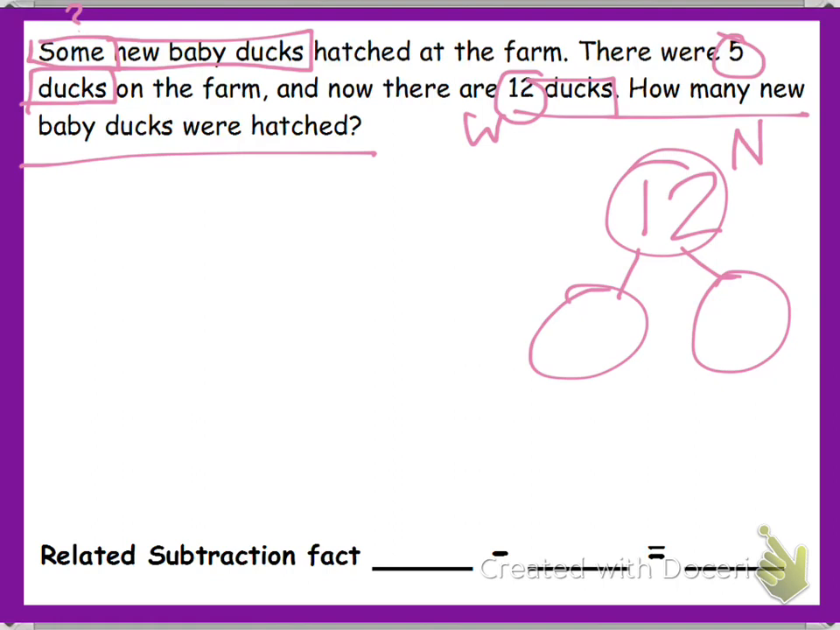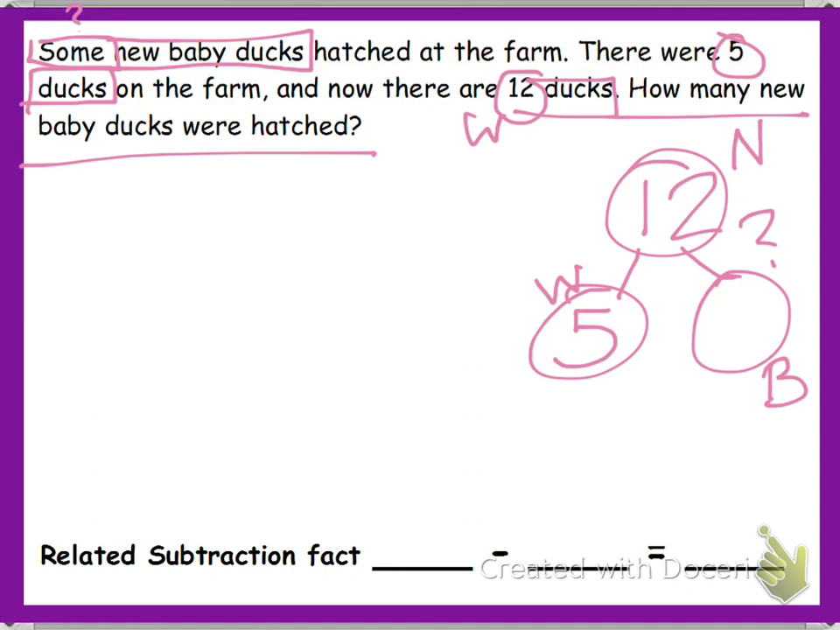So now we have to do our parts. Well, we know that there were 5 ducks on the farm. So I'll put a W for were. That was how many were on the farm. But we don't know the some baby ducks on the farm. We don't know that. That's our mystery. We have to figure that out.